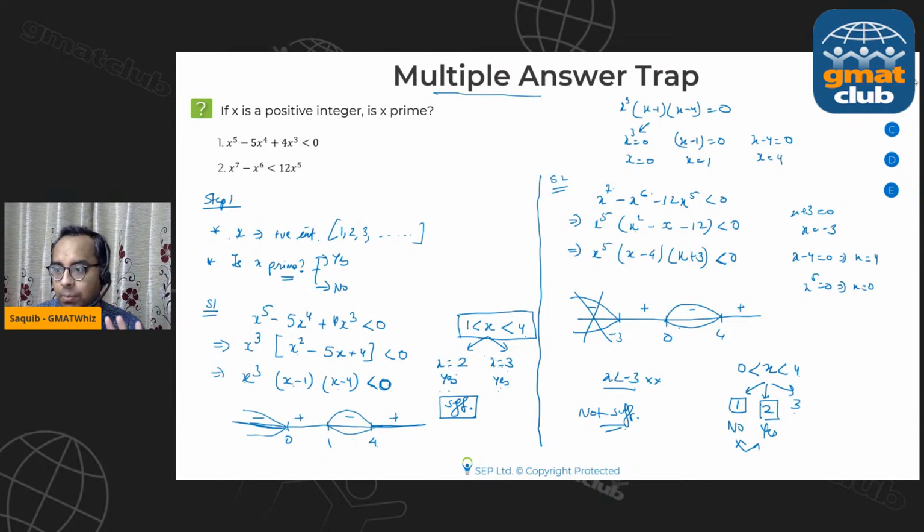What do I mean by multiple answer trap? There's obviously simplification trap also in this case if you don't know how to simplify it, but it's more dependent on conceptual knowledge. So if you don't know number line method, I've already shared the link. Make sure that you look at it. Once you look at it, I'm pretty confident that you will be able to simplify it and solve it. So the only trap then you'll fall for is getting two different answers and thinking that I'm not getting a unique answer and marking the incorrect answer.